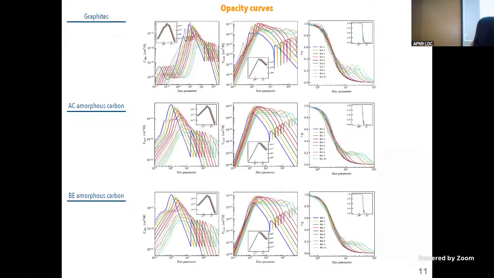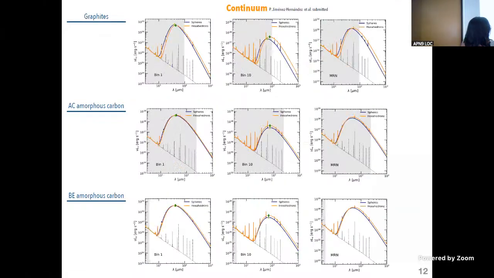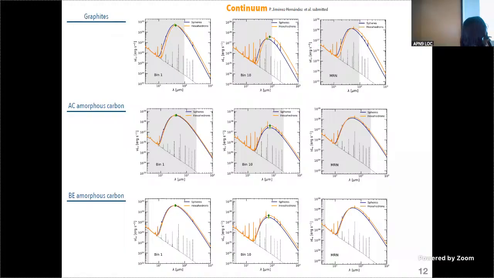And here is the result of the cross sections, where we have the difference between the spherical and the hexahedral grains. And these are the results for the models for each species, and you can see how we present the difference for each of those species. Also, something is important here: the diamonds indicate the peak of the infrared.